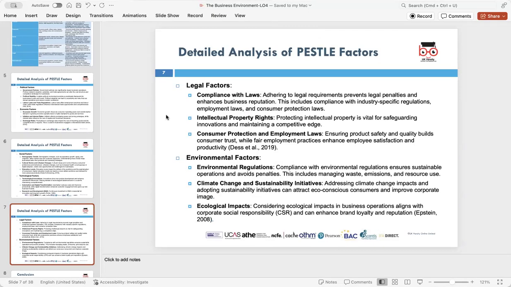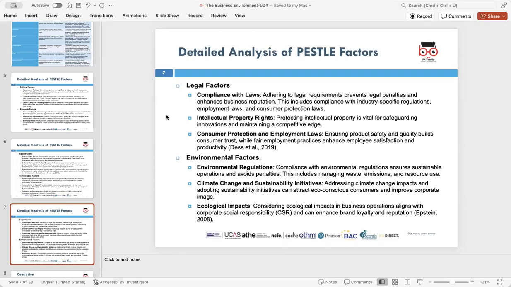So next is the legal factors. Compliance with laws and regulations is essential for avoiding legal penalties and maintaining positive business relations. This includes adhering to industry-specific regulations, employment laws, and consumer protection laws. Ensuring compliance with these regulations helps businesses operate within legal boundaries and build trust with stakeholders.